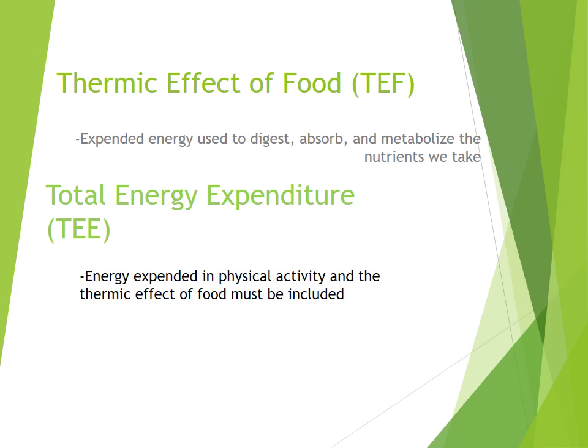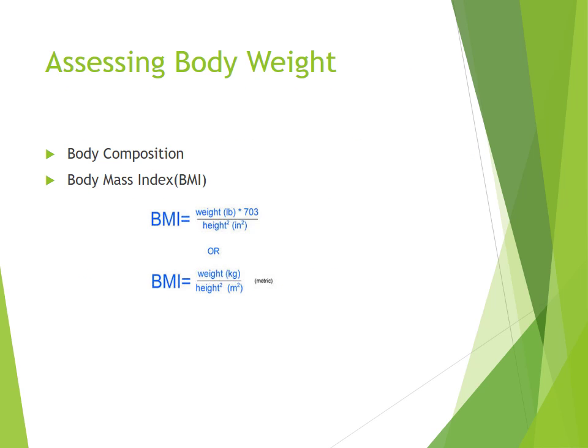TEF is the energy used to digest, absorb, and metabolize energy-yielding foodstuffs. It constitutes about 10% of total energy expenditure, but is influenced by various factors. Body composition is the relative amount of fat and lean body mass. It is also the chemical or anatomical composition of the body, commonly defined as the proportions of fat, muscle, bone, and other tissues in the body.